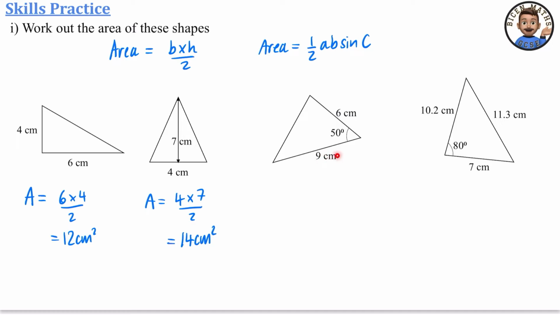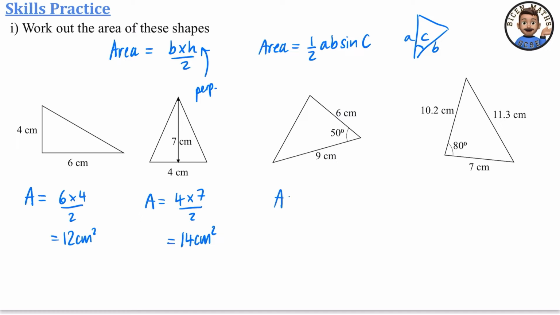Now these ones we can't just do 9 times 6 and divide it by 2, because they're not perpendicular to each other. The base and height for this formula must be perpendicular for it to work. So here they're not, so instead I'm going to use this formula. Now a half AB sine C is when you have a triangle, the angle is C and A and B are the two sides that are either side of the angle. Perfect, like this one that we've got here.